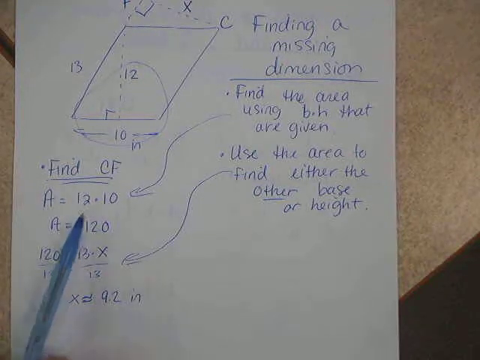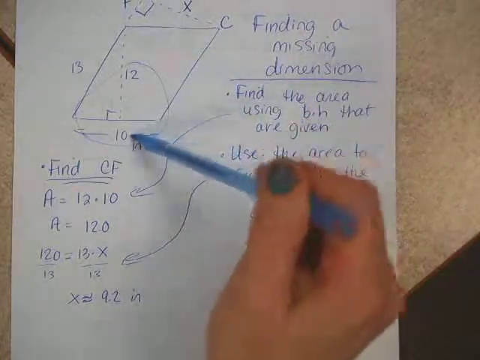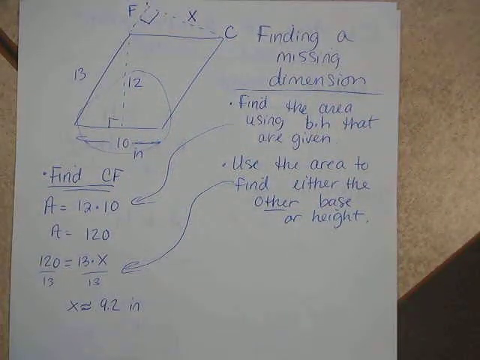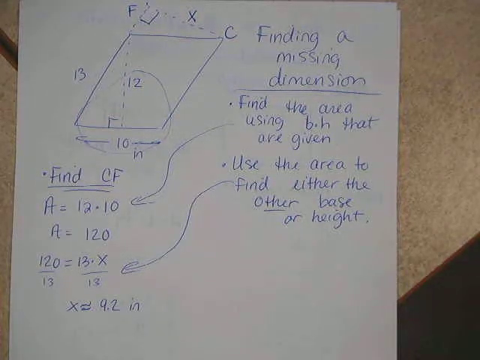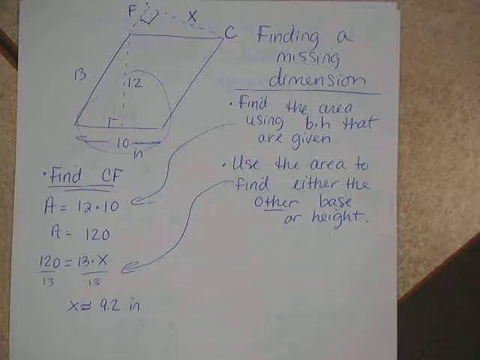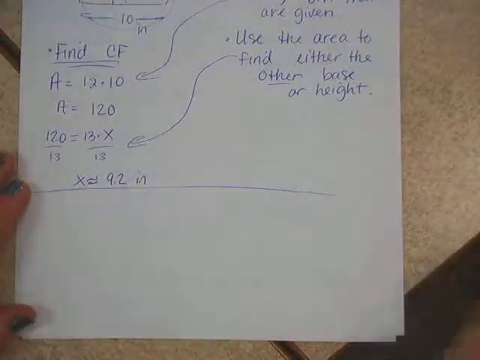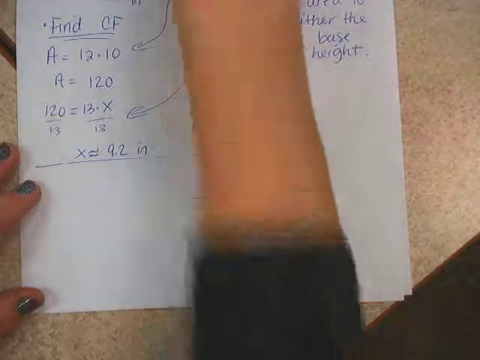Now, if you want to do this all in one step, you could say the base times the height, or one base times height should be equal to the other base times height, right? So you could set it up all in one shot. So I could say 12 times 10 should be equal to 13 times x. You could do that also and set up one equation right off the bat.